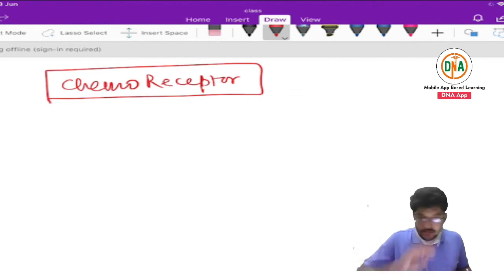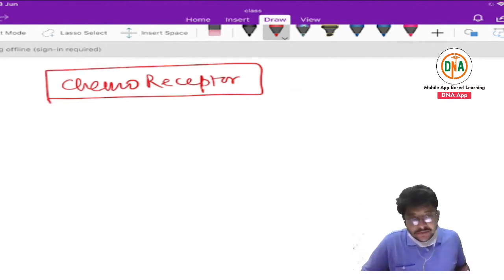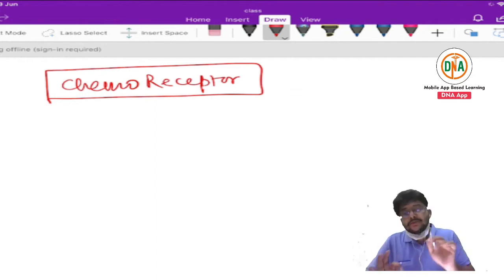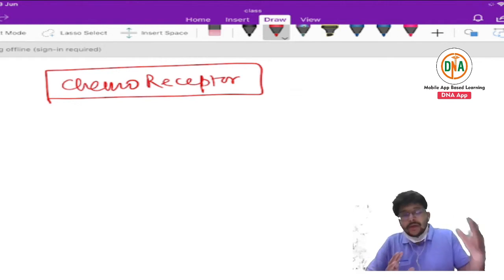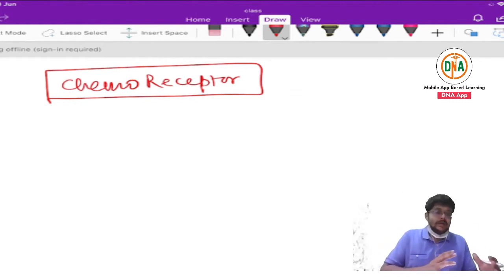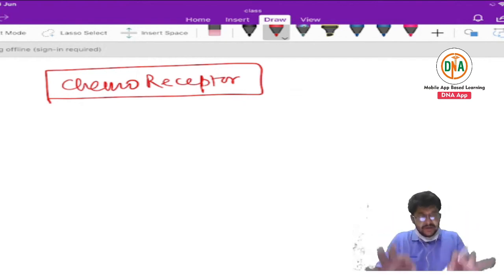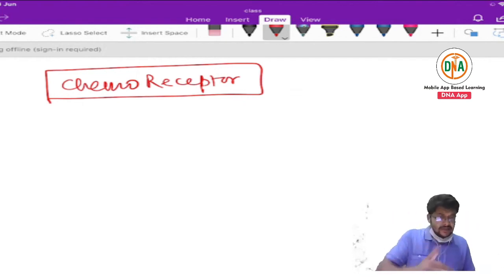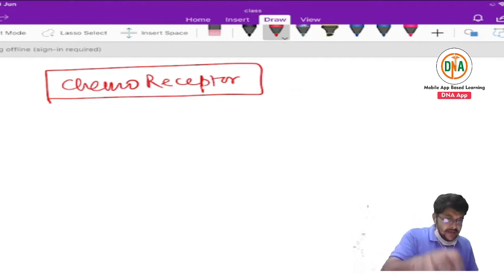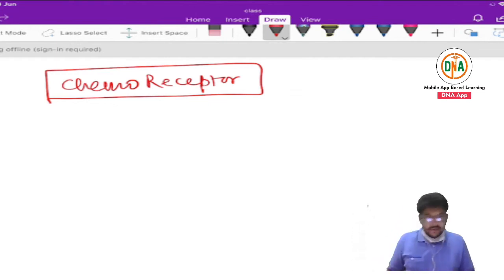Chemoreceptor. What is chemoreceptor? Same: carotid body, aortic arch. But remember, the influence of chemoreceptor is more seen in the respiratory system, not here. Still, I shall explain a little bit of chemoreceptor because it is there in the syllabus. In all your textbooks, chemoreceptors are mentioned over here. That's why I shall explain just a little bit.